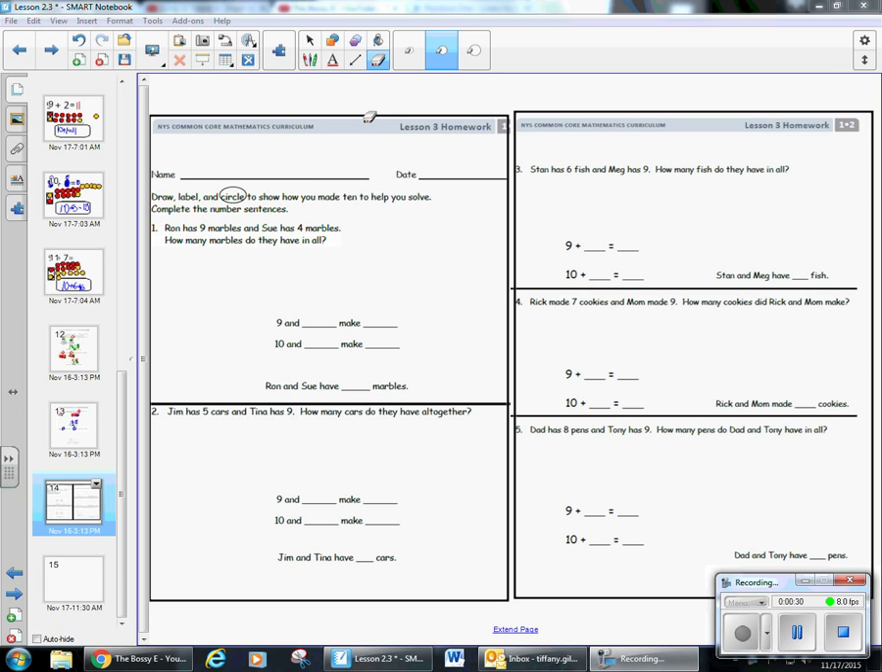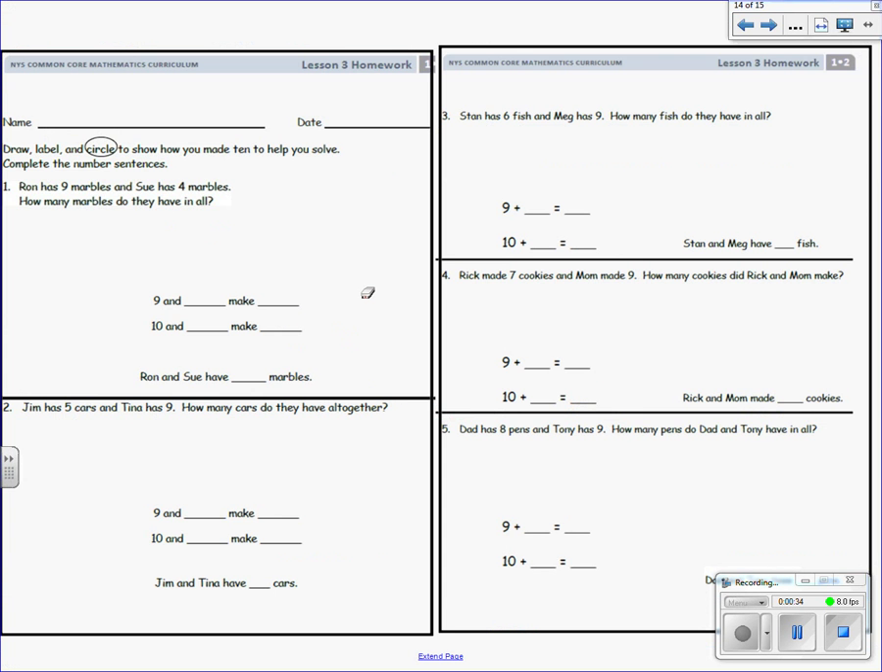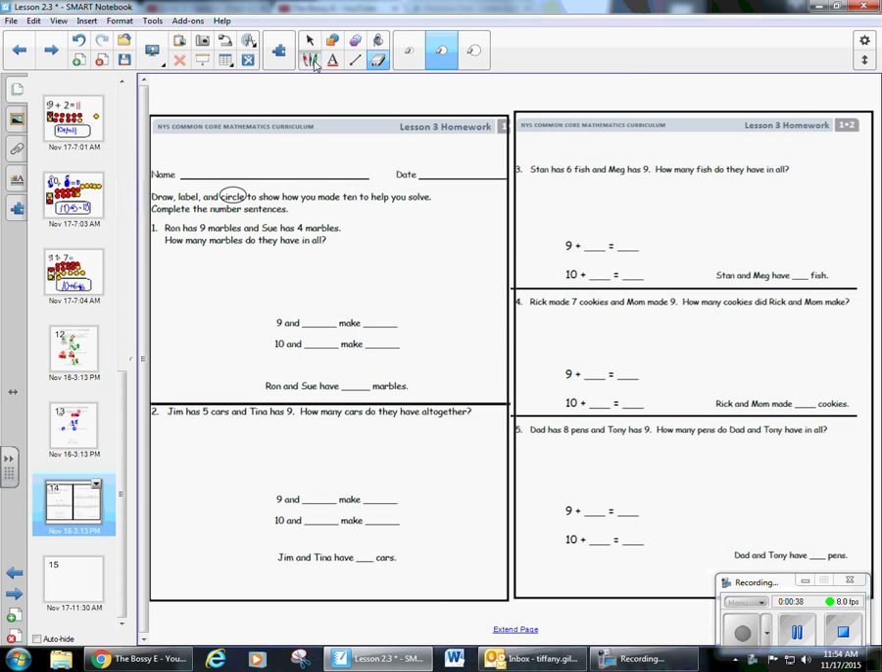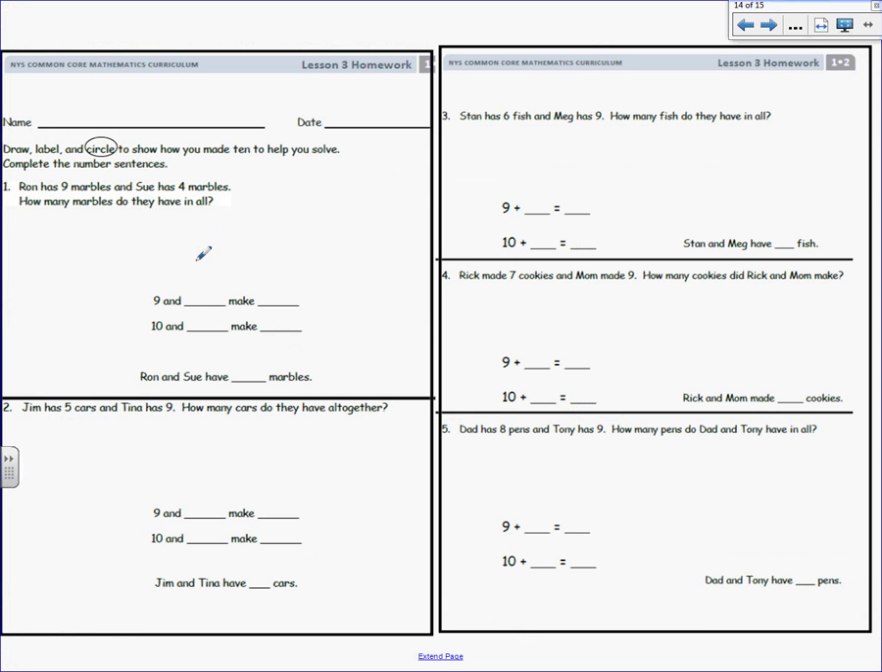So for their homework, they have 5 story problems, and what they are going to do, I'm sorry, let me get my pen out here, and they're going to read, first of all, read the story problems, just like we always do. They're going to circle the numbers they see in that math problem.